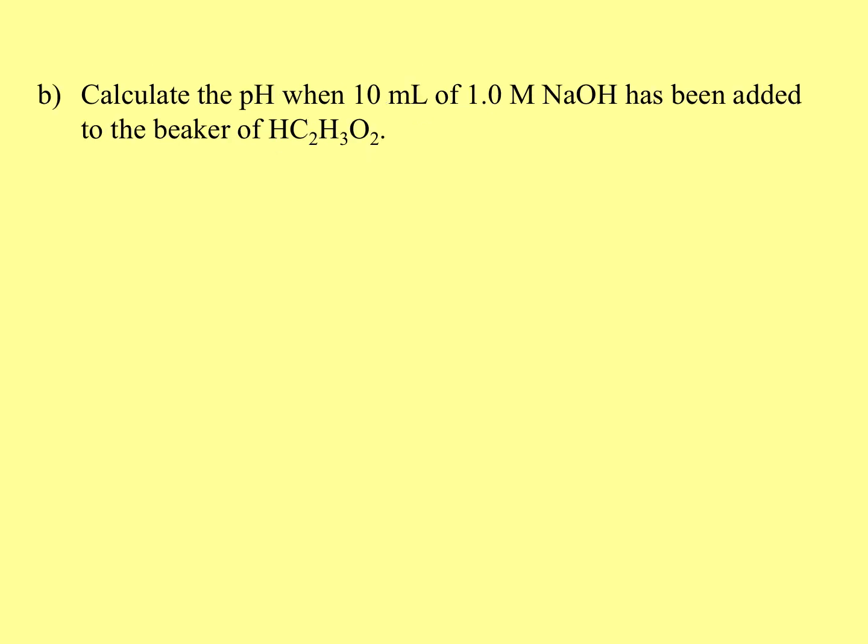Okay, calculate the pH when you've added 10 milliliters of 1 molar NaOH to the beaker. Now, the net ionic equation for what's happening right here. Let's do the complete ionic equation first: HC2H3O2 aqueous plus NaOH aqueous gives you NaC2H3O2 aqueous plus H2O.